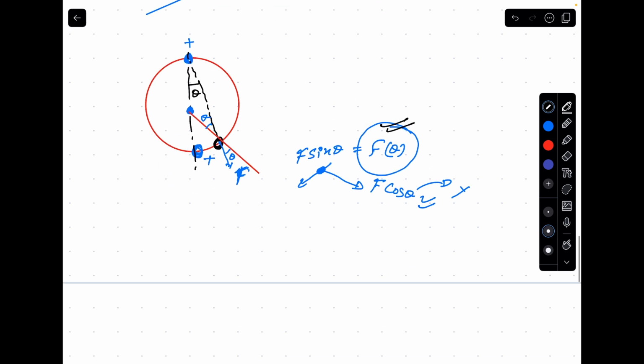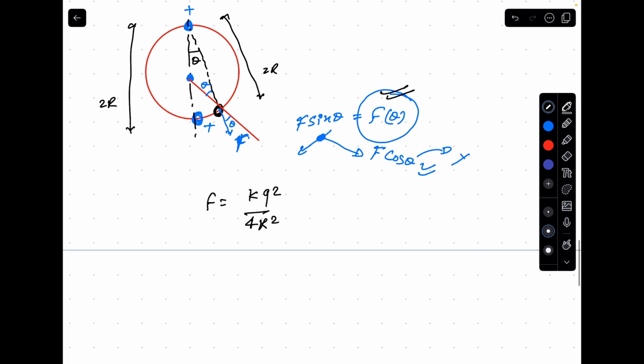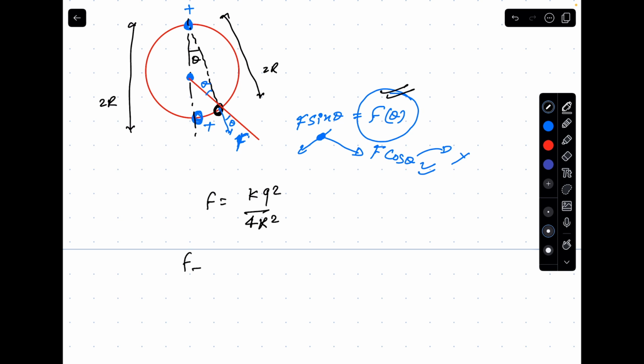Now I will assume that this distance is 2r. If I change the small angle, this distance will remain 2r only. So what is F? F is kq squared divided by 4r squared. This is the force. So what is the force in the tangential direction? That is F multiplied by theta, that is kq squared divided by 4r squared multiplied by theta. Yeah, we got it.